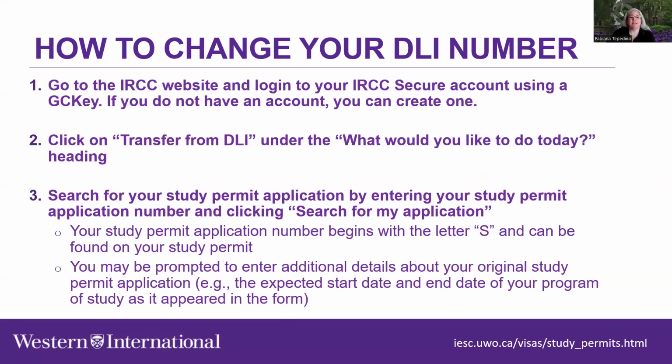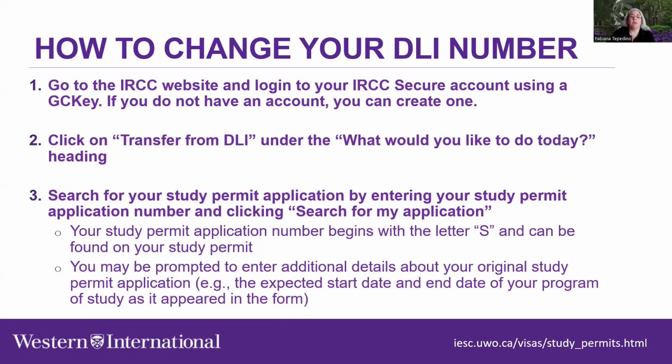So to change your DLI number, you will log on to the IRCC website on the IRCC secure account using your GC key. If you don't have an account, you can create a new one. And there will be a button that will say transfer from DLI under the "what would you like to do today" heading. So you will search for your study permit application by entering your study permit application number and clicking on search for my application. As I mentioned, your application number will begin with the letter S and can be found on your study permit as well.